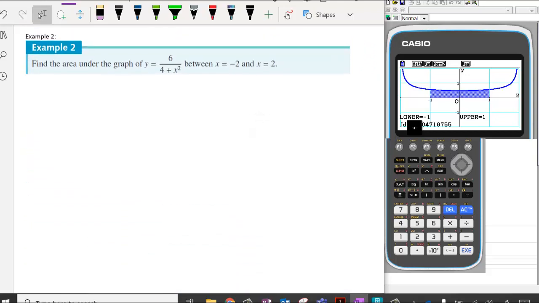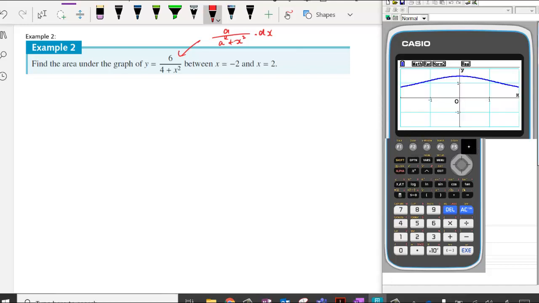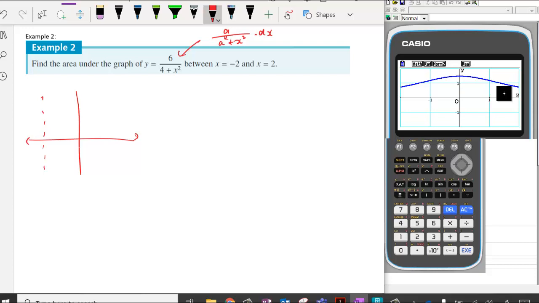When we look at the second one, we've got a similar scenario. With a little bit of manipulation, we should be able to relate this to a over a squared plus x squared with respect to x. Now, again, we want to graph it to make sure that it doesn't cross the axis. I know that it won't, but we still want to do that, so we'll quickly put this in. You can see here between -2 and 2, we've got this graph which is positively signed. So here's our limits. X equals -2, x equals 2, and here's the area that we're looking to calculate.